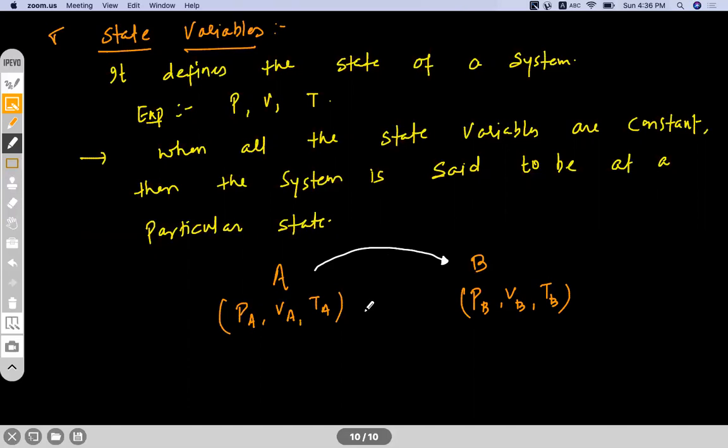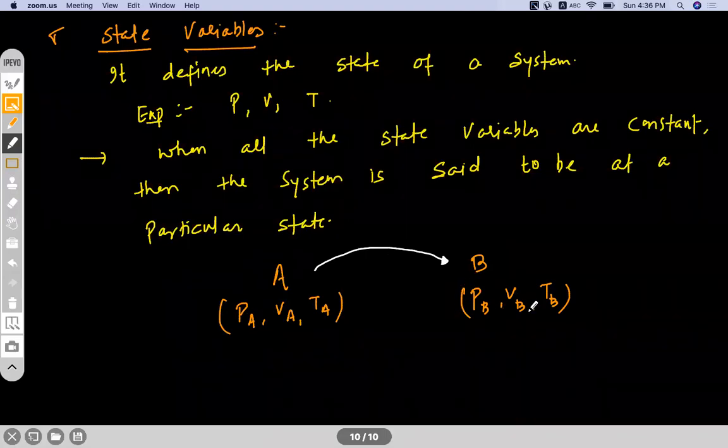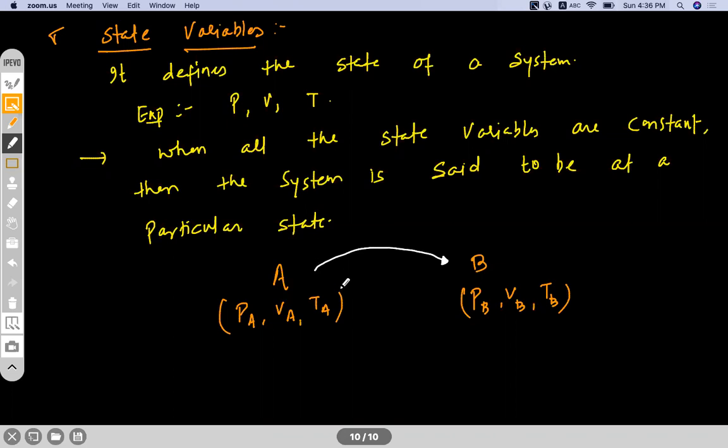So whenever this change in state variables is happening, we say the change in state is taking place. State means the position, not the physical change like solid to liquid, liquid to gas, not like that. The position is changing, right? We must have a certain path or way to change the state of a system, right?